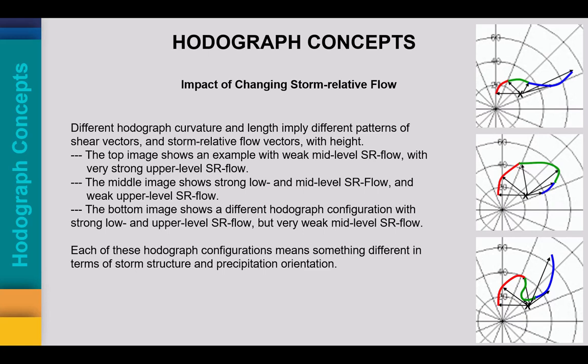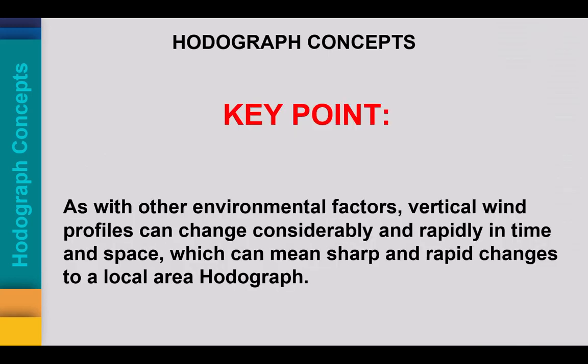long clockwise curved hodograph, while the bottom image shows a different hodograph configuration with strong low and upper level storm relative flow, but very weak mid-level flow in this example. Each of these hodograph shapes means something different in terms of storm structure and precipitation orientation. As a mesoanalyst, it's important to try to be able to decipher this and understand how storms are going to develop on radar before radar shows its hand.